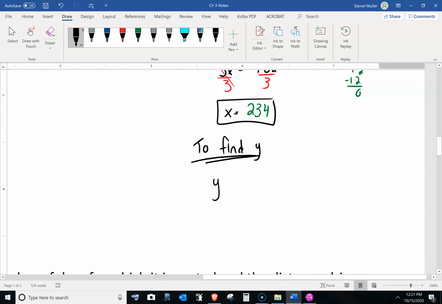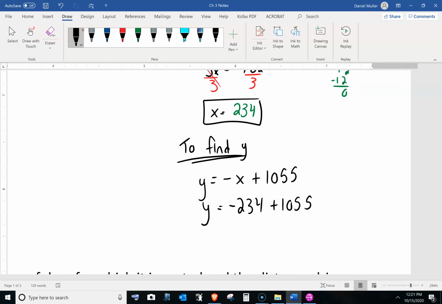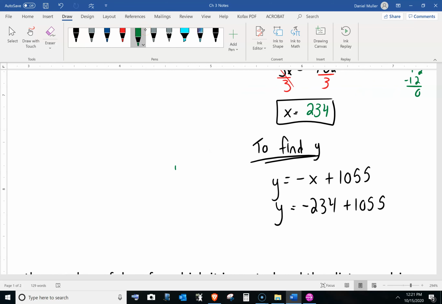So negative x plus 1055, and we know that to be a negative, now what's x? 234 plus 1055, and now we need to just add those together, which maybe I should do off to the side here. 1055 minus 234. Now I realize it says negative 234 plus, so I just flipped it. I wrote the positive 1055 first, and then the negative down below, and I could just subtract it. So that's 1, that's 2, and that's an 8. So y equals positive 821.